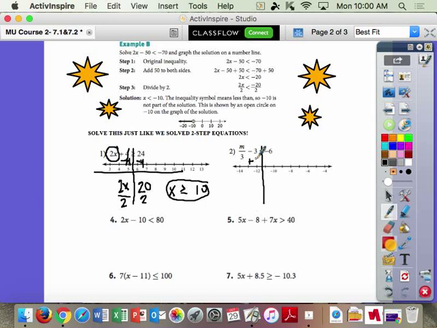Okay? So on number 2, add 3 to both sides. I have m over 3. What is negative 6 plus 3? Negative 6 plus 3. Negative 3. And then I'm going to multiply these two. So m is less than or equal to, what's negative 3 times 3? Negative 9. Okay? Same thing here.